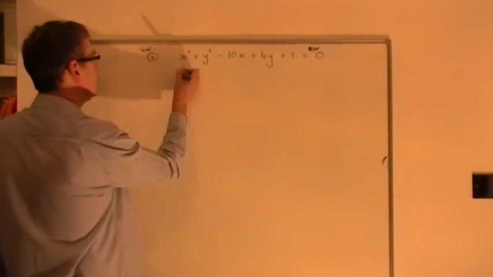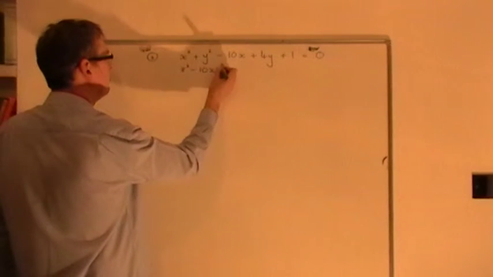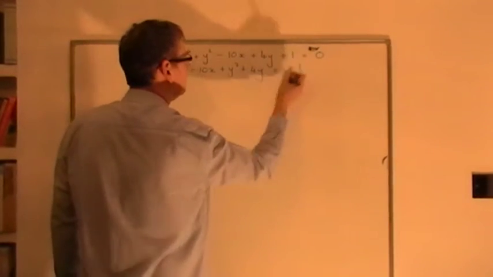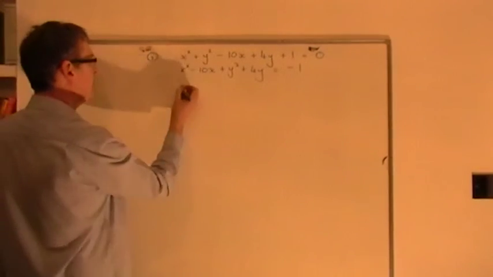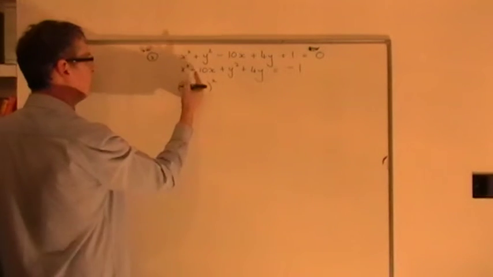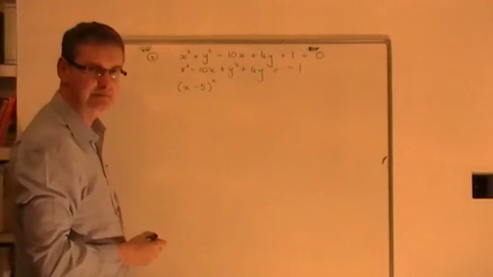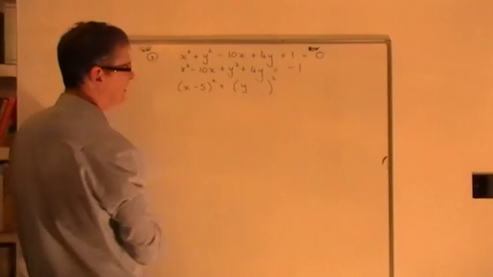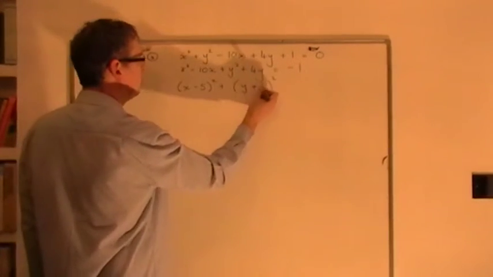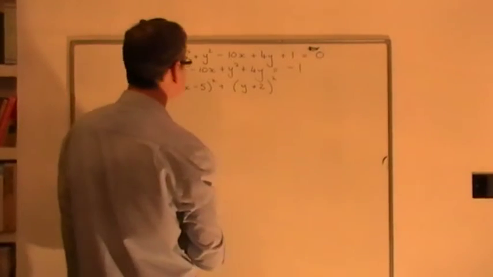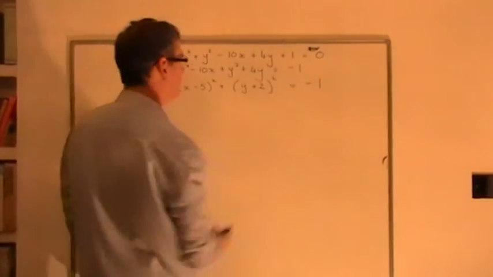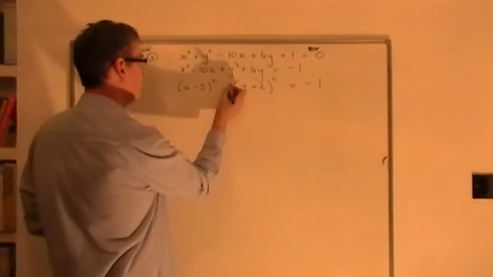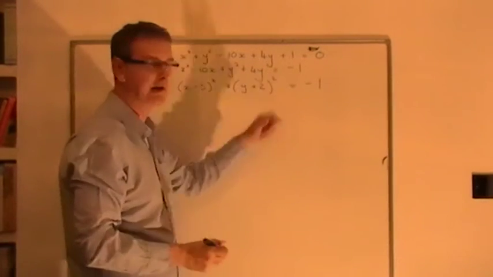Here we go. x squared minus 10x plus y squared plus 4y equals, take the 1 over, minus 1. Complete the square. Bracket squared. If it's minus 10x, it will be minus 5. Plus y in a bracket squared. If it's plus 4y, plus 2. Okay? Equals minus 1. Now, I haven't forgotten, I need to do some compensation here.